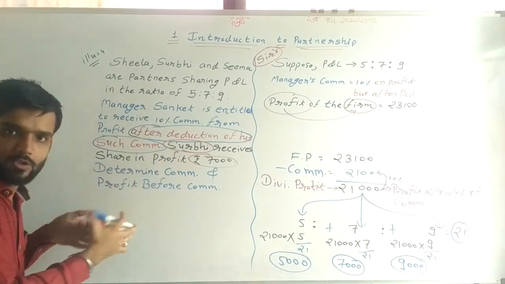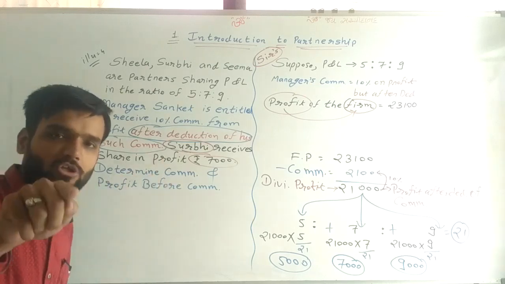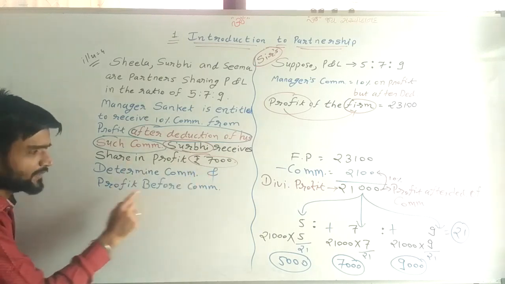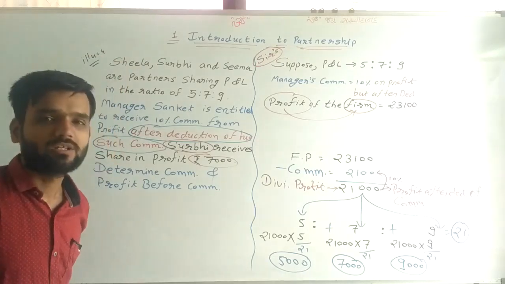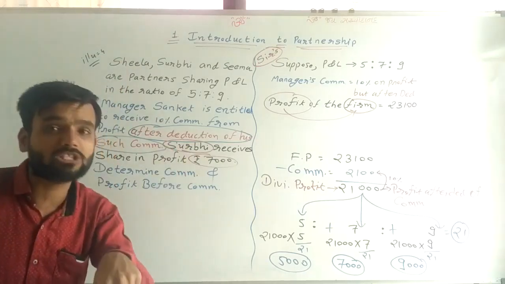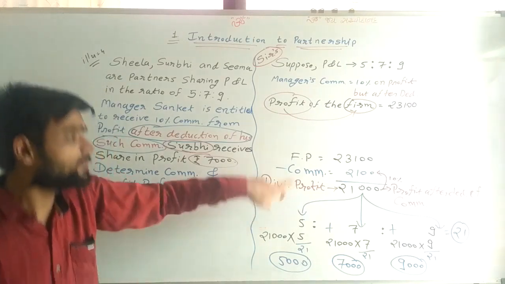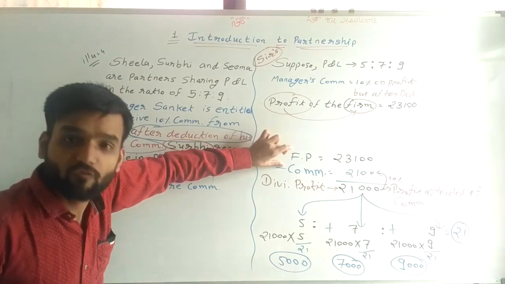Okay, going ahead. Determine commission. What commission is given to Sanket? And profit before commission, not after commission. Because profit after commission means divisible profit. We need profit before commission, which means firm profit. We need to find firm profit.